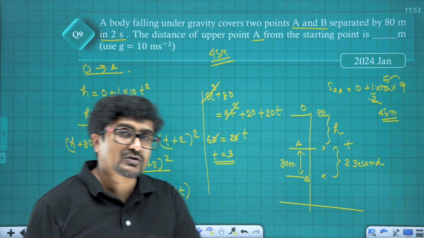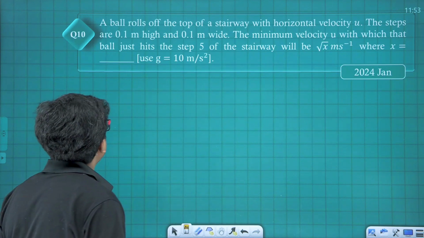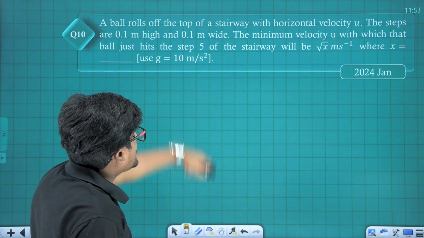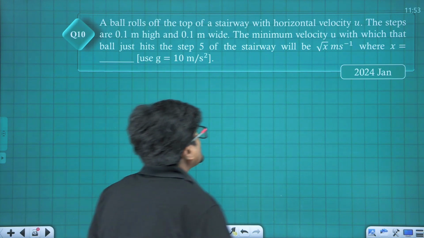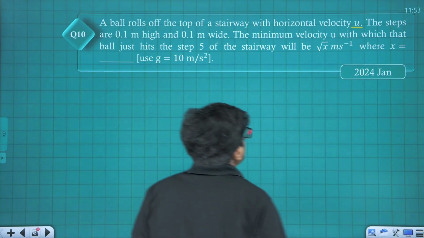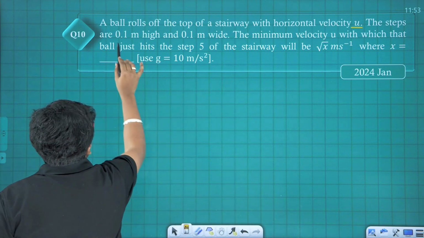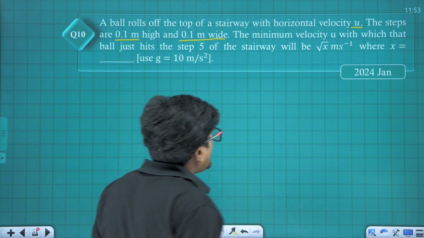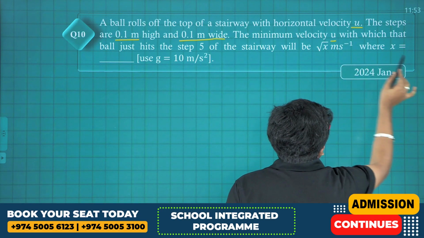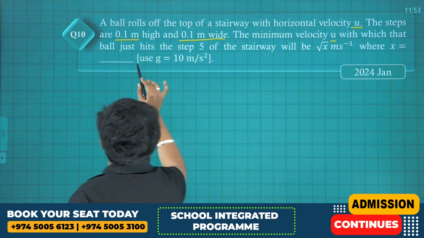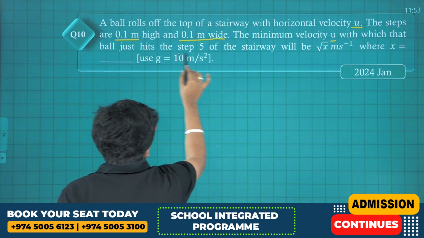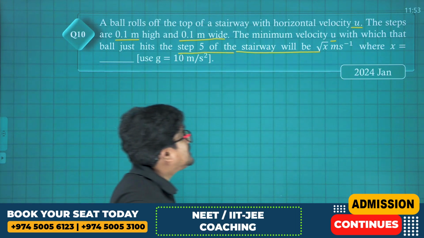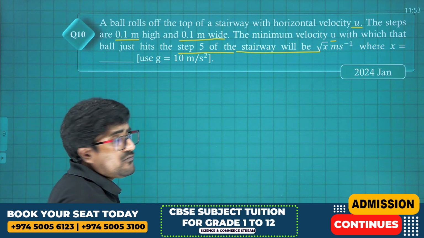Let's move to the next, that is question number 10. Question number 10 says, a ball rolls off the top of a stairway with a horizontal velocity of small letter u. The steps are 0.1 meter high and 0.1 meter wide. The minimum velocity u with which that ball just hits the step 5 of the stairway will be root of x meter per second. Then what is the value of x? That's the question.